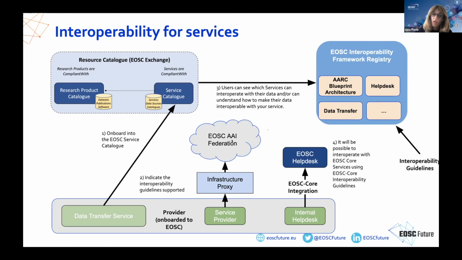So this is then in turn connected to the EOSC AI Federation. What does it mean? That users coming from, for instance, another research infrastructure that is also connected to the EOSC AI Federation and which is also supporting the ARC blueprint guideline will be able to seamlessly access the service in the same manner as they access the service in their own community.